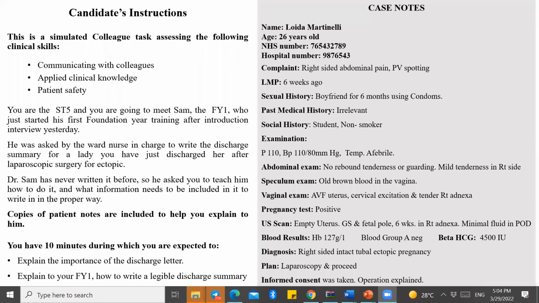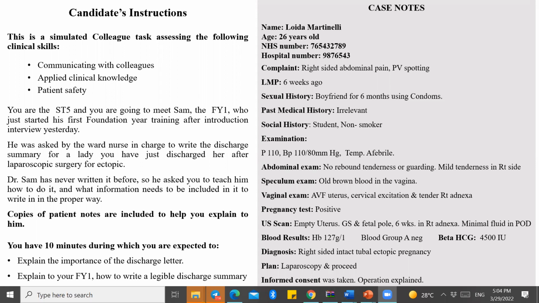What about the station itself, the core of the station? The core of the station, he wants to know more about the communication with colleagues and if there is any problem with the discharge summary, and to teach the FY1 how to write a safe discharge summary for the patient after doing the surgery.